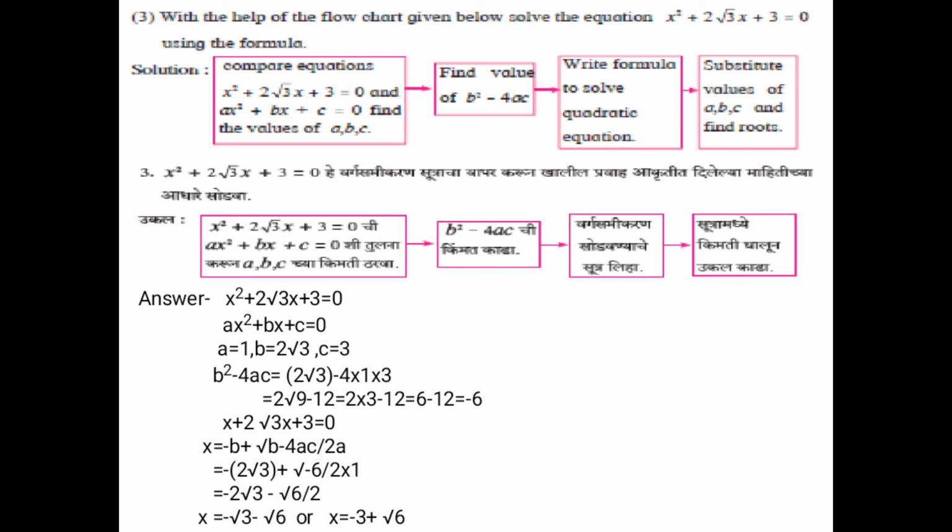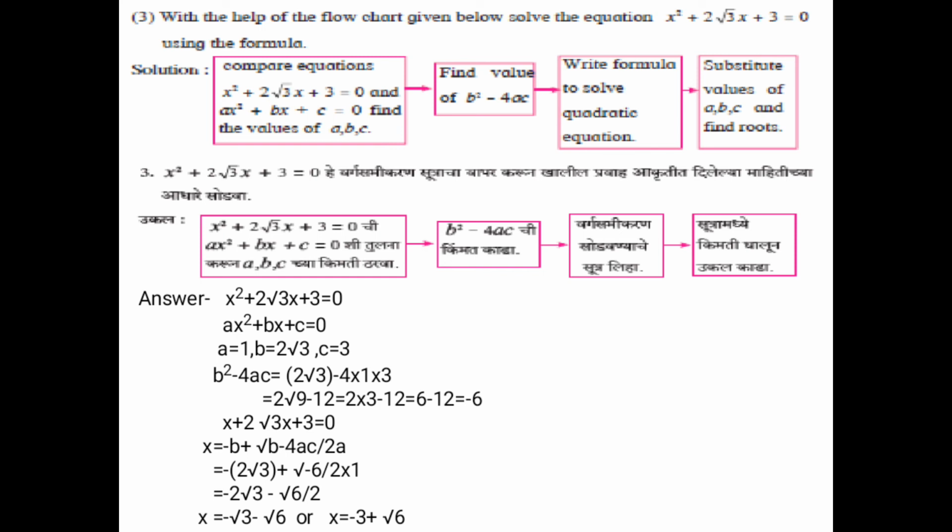Example number 3. With the help of the flow chart given below, solve the equation x square plus 2 under root 3x plus 3 is equal to 0 using the formula. Answer: x square plus 2 under root 3x plus 3 is equal to 0. Compare with x square plus bx plus c is equal to 0: a is equal to 1, b is equal to 2 under root 3 and c is equal to 3.